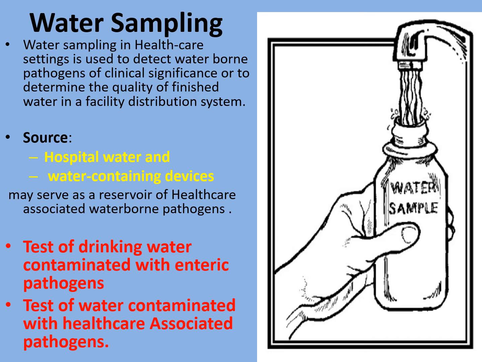Water sampling is used to detect waterborne pathogens of clinical significance or to determine the quality of finished water in a facility distribution system. What are the sources? Two sources: hospital water and water containing devices. These are the two sampling sources and they are the main reservoirs of healthcare associated waterborne pathogens.